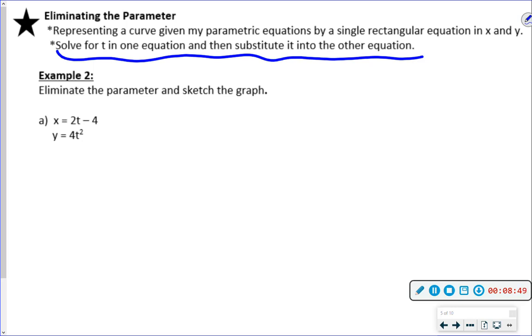I'm going to solve the top one for t, just like it says. I'm going to substitute it into the bottom one. So I'm going to solve this top for t. I'm going to add the 4.